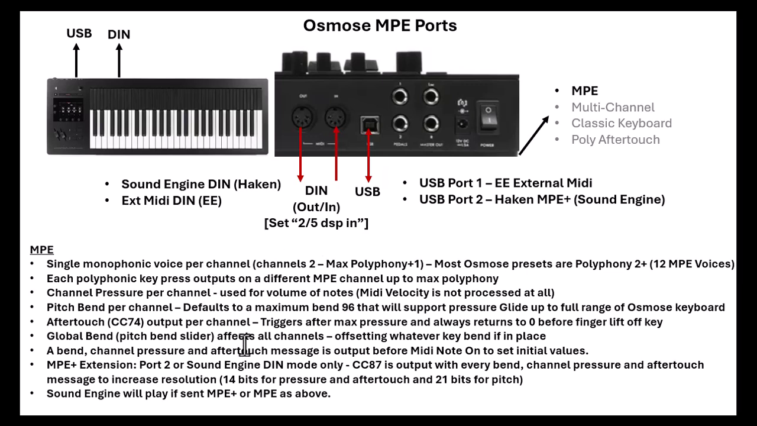Then there's MPE Plus. MPE Plus uses all of the MPE characteristics we just discussed, but it also, as its main component, outputs CC87 for pitch messages, channel pressure messages, and aftertouch CC74 messages. And this extra byte, this extra CC87 MIDI byte, allows for increased resolution: 21 bits for pitch, 14 bits for pressure, and 14 bits for aftertouch.